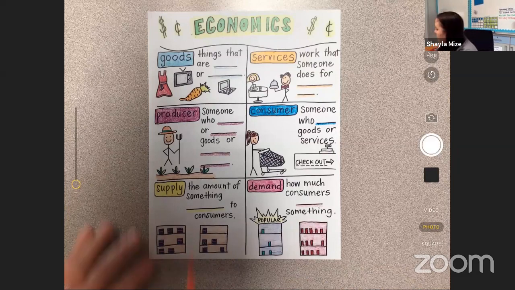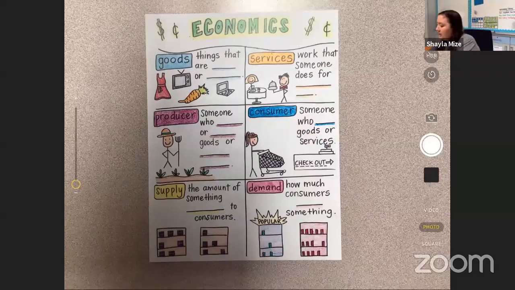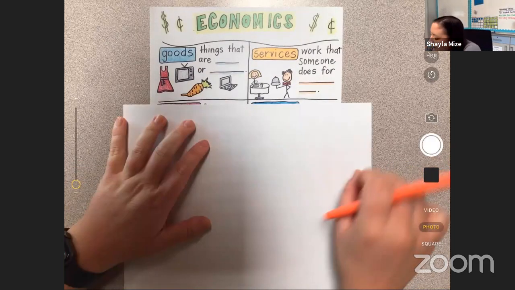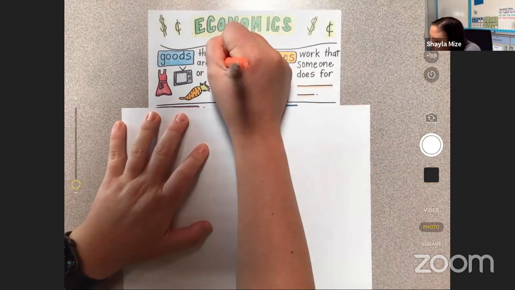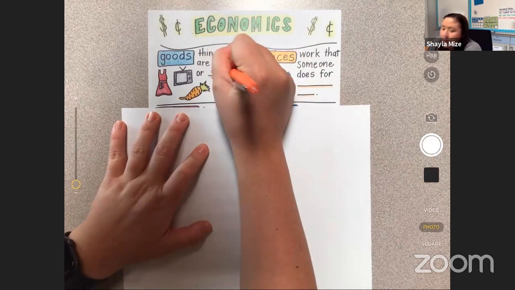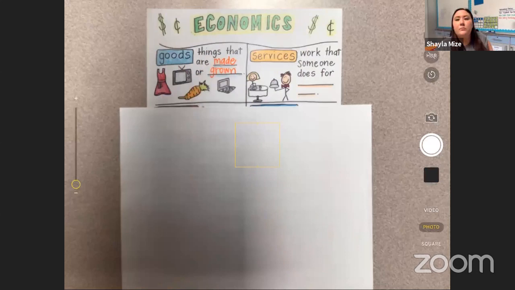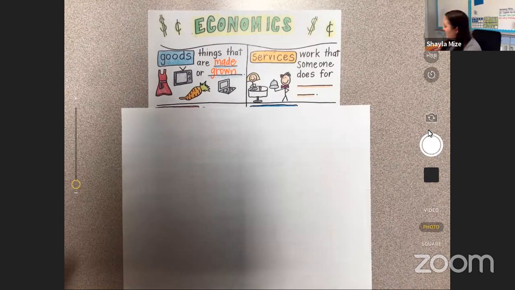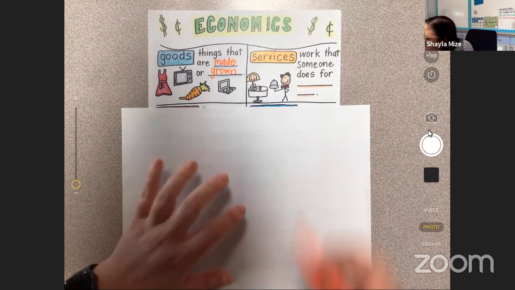So first we have goods and services. And goods and services, a good is things that are made or grown. So that's what a good is. And a service, sorry, I'm going to pull up my chat. And a service is work that someone does for someone else.